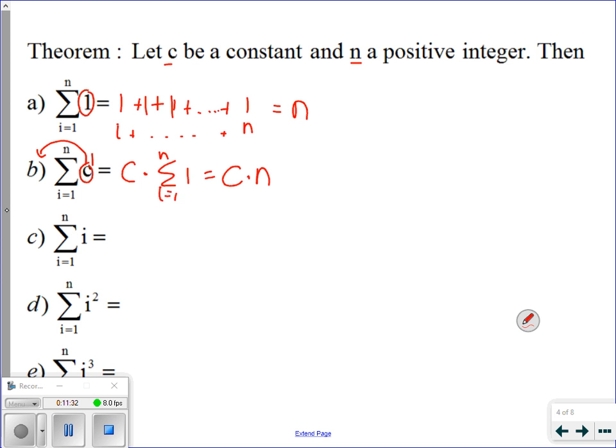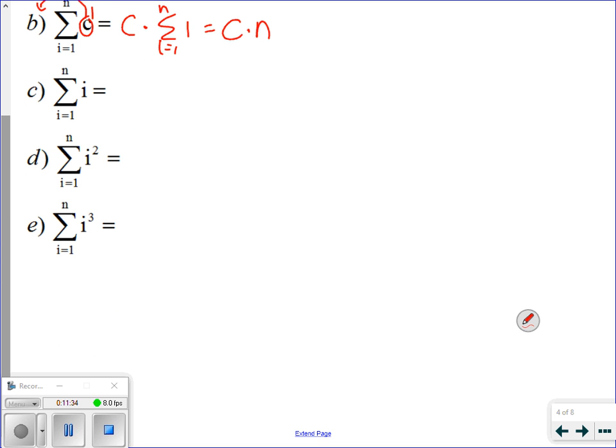These last three, there are proofs online. The proof for C is pretty straightforward, but the proofs for D and E, I wouldn't stress about reasoning through. They're actually very long and extensive proofs. But the following is true. Okay? So the summation of just i from 1 to n is equivalent to n times n plus 1 over 2. Okay? That's just what it is. From the first term to the nth term, the summation of i is the same thing as doing n times n plus 1 over 2.